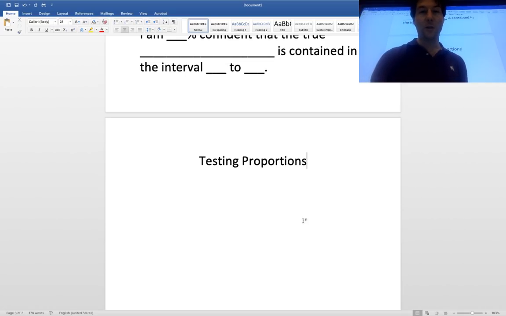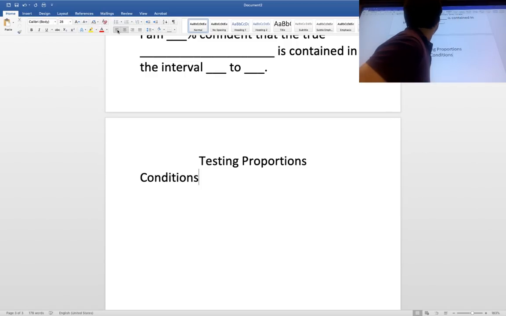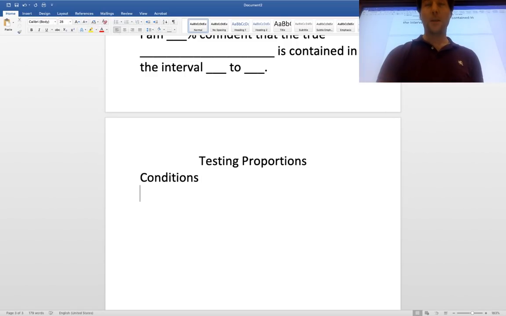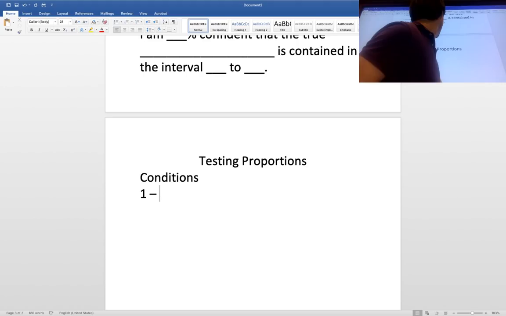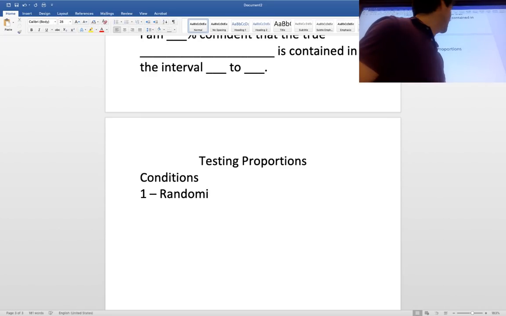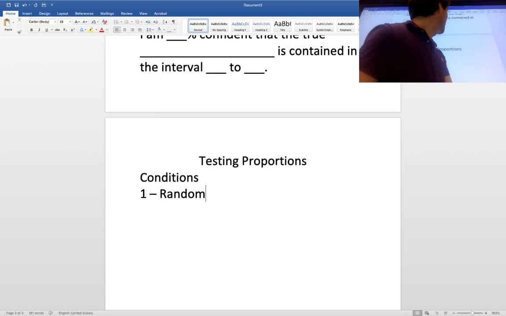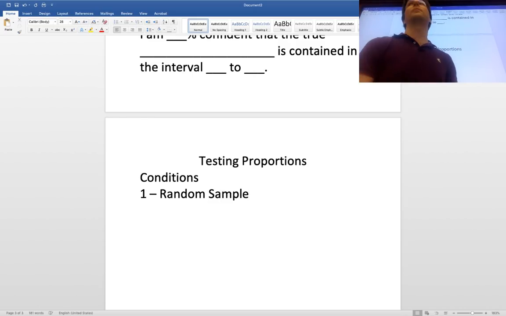So the first thing we do here is conditions. So conditions for this chapter. Now my class knows this. Condition 1, random means we took a random sample. And I think in the book it might call it randomization or random sample. So we can call it random sample condition, randomization. I will just call it random. It's the random sample condition. Did you take a random sample?